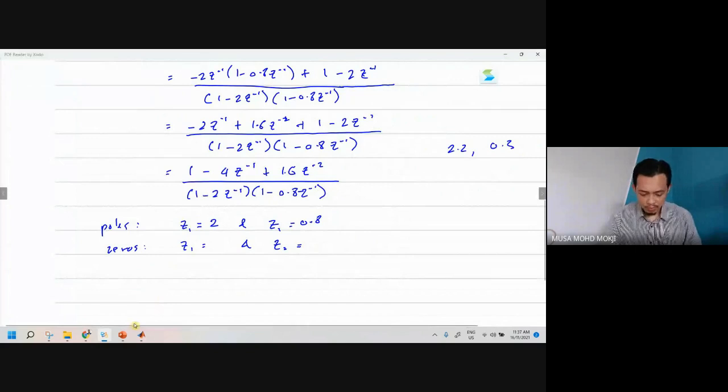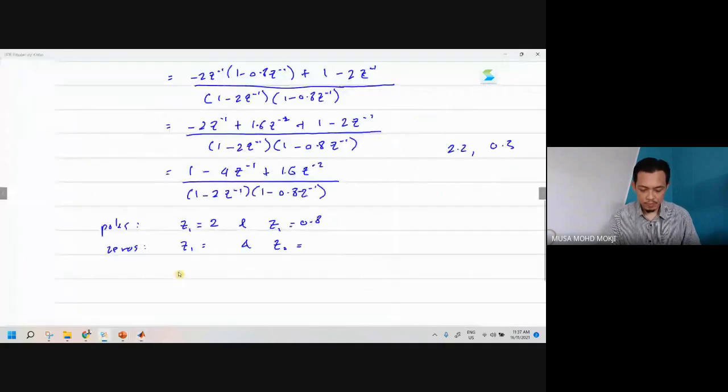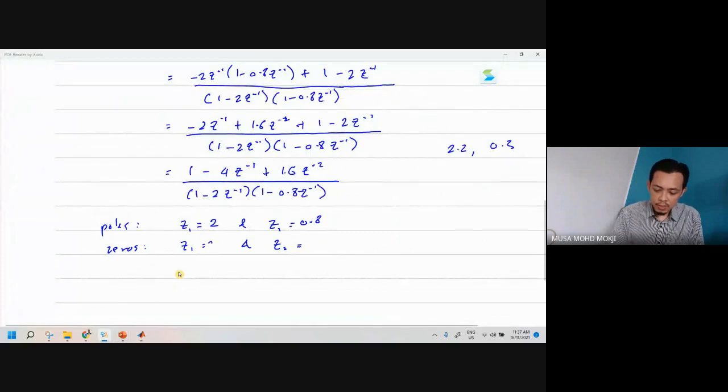Okay, again, I always forget. 3.55, 0.45. Okay, so those are the poles and zeros. It's actually quite simple. You just need to know how to use a calculator, finding the roots of the numerator and denominator. Any questions?